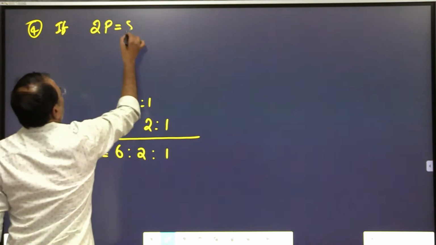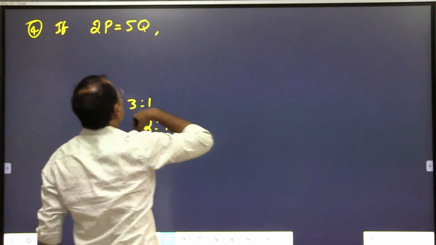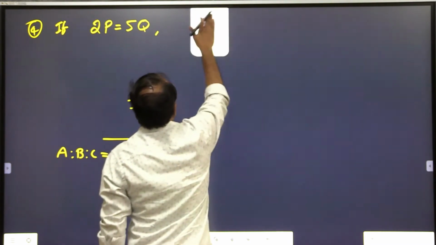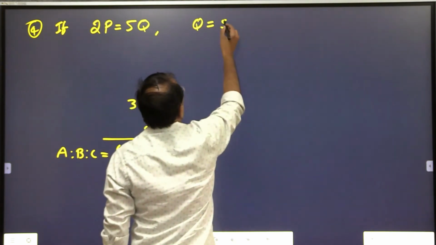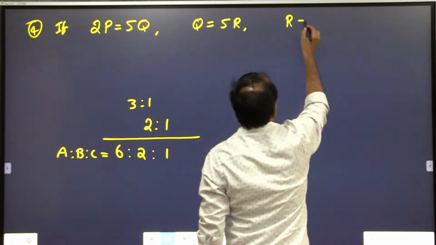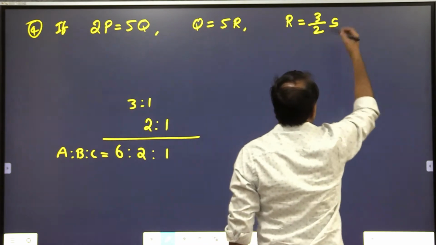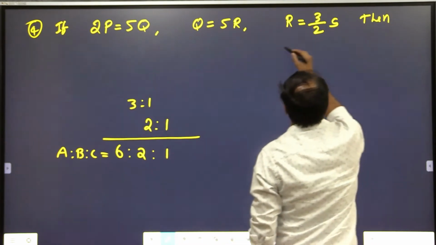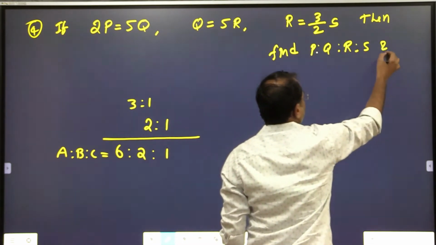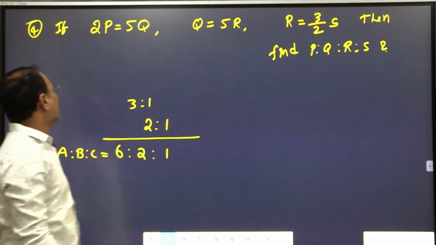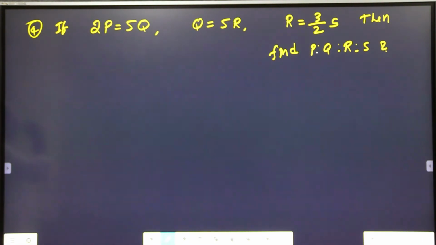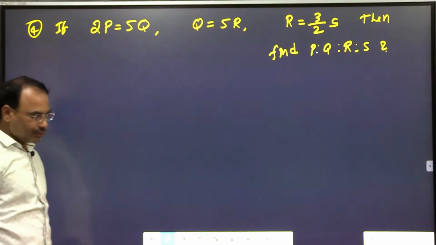If 2p is equal to 5q, q is equal to 5r, r is equal to 3 by 2s, then find p is to q is to r is to s.